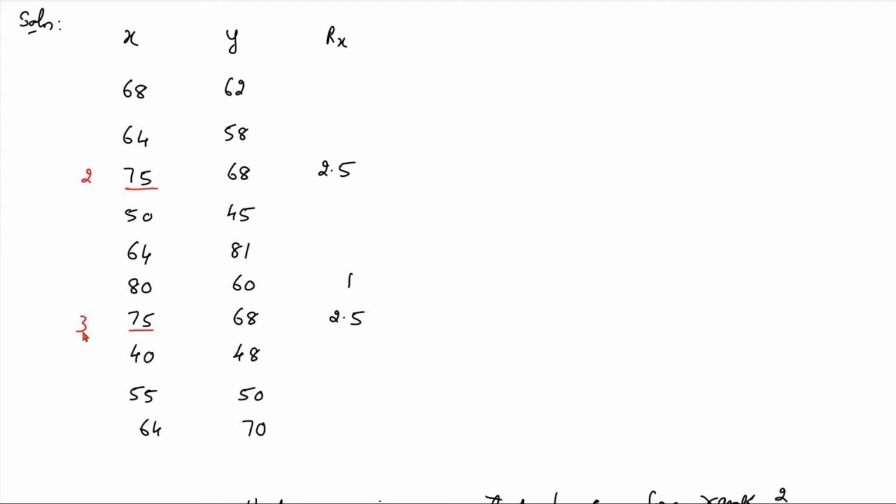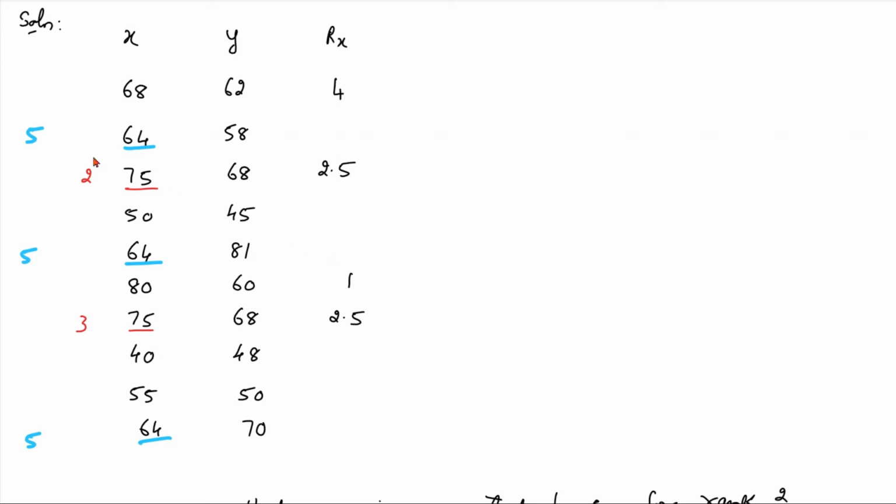Now go for rank number 4. After 75, the next lowest value is 68. So 68 will be rank number 4. After 68, rank number 5 is 64. But if you observe 64, it is repeated once, twice, and thrice. The actual rank for 64 should be rank 5, am I right? Actual rank should be rank 5.